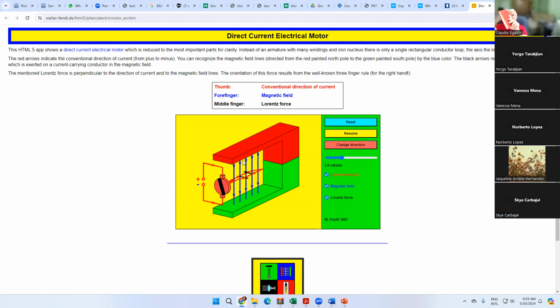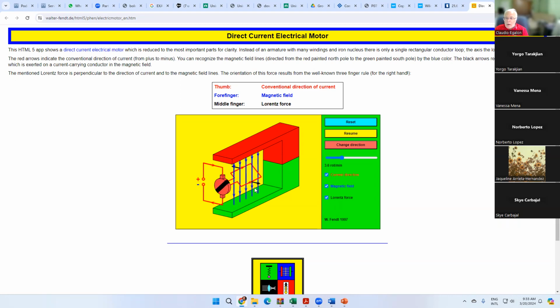If you want a practical use for this type of loop, you want to make it go a full rotation around its axis. And in order to do that, you must invert the current at a given instant of time. And that's exactly what this loop is doing, okay? Here you go. Let's take a look.